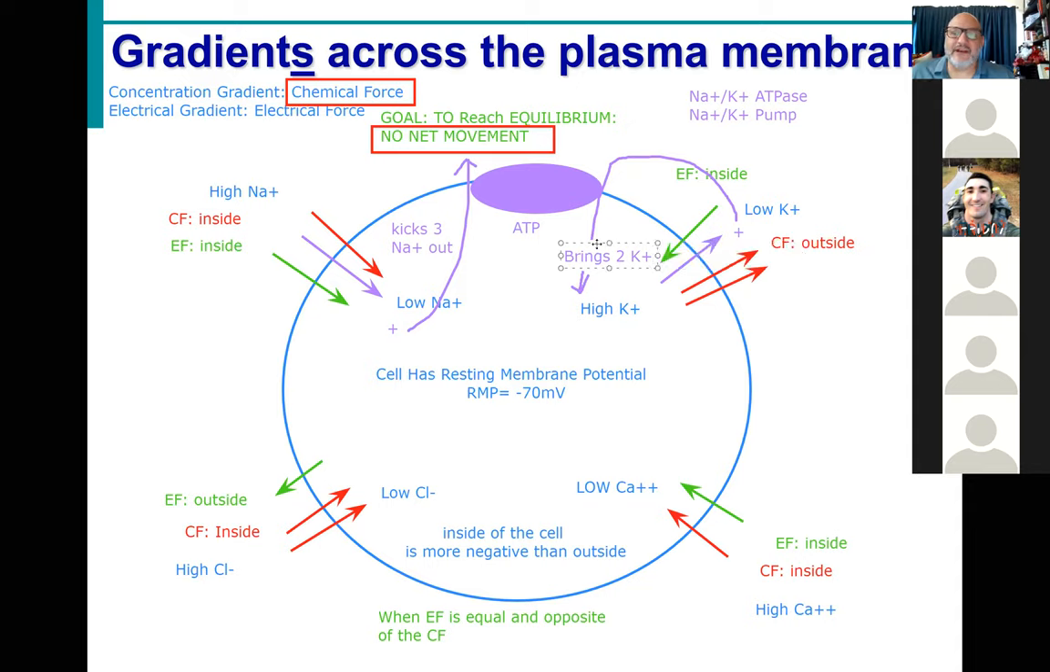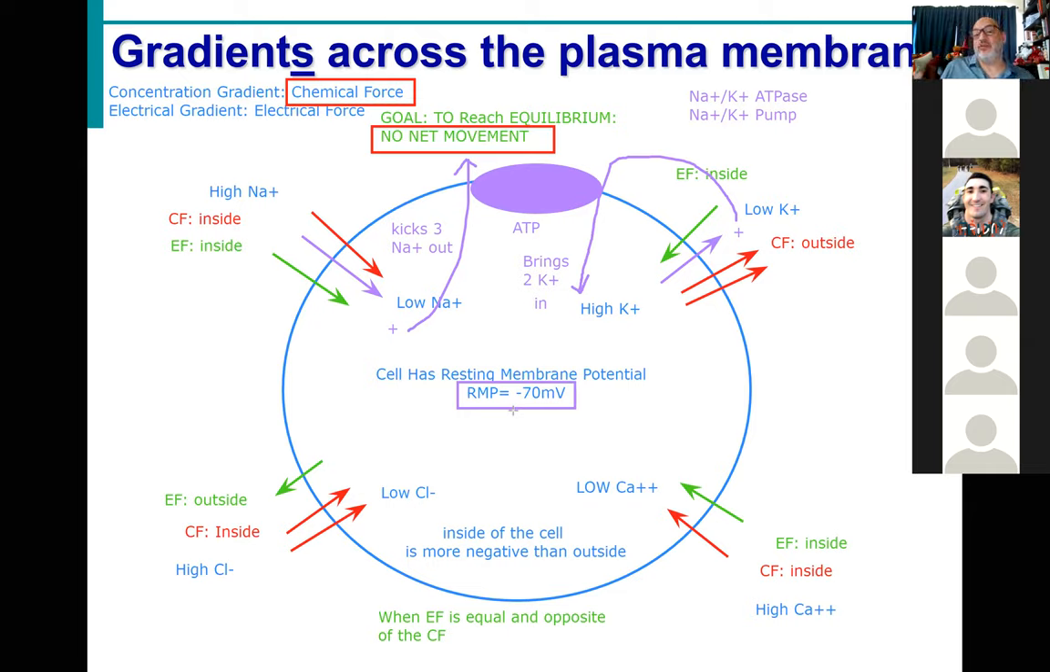So notice it doesn't bring an equal amount of these things in and out. So it kicks out three sodium and it brings two potassium in. Notice one more thing about that, right? Three positive things are kicked out. Only two positive things are brought in. Remember, one of the things we know about the cell is that the cell is negative on the inside. And this sodium potassium ATPase is one of the big things that helps to keep this cell negative.